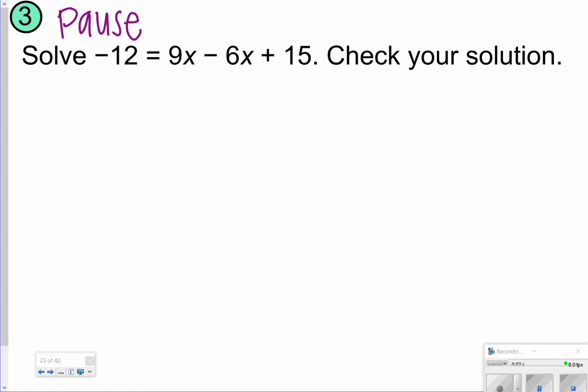Okay, so the first thing you should have done was combine these two like terms. 9x minus 6x, or 9x negative 6x, gives you 3x. So 3x plus 15 is equal to negative 12. Next, we're going to subtract 15 from both sides.